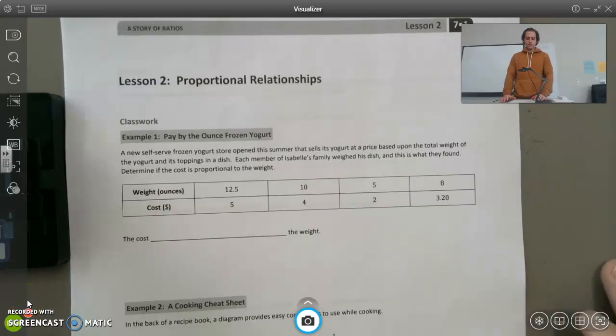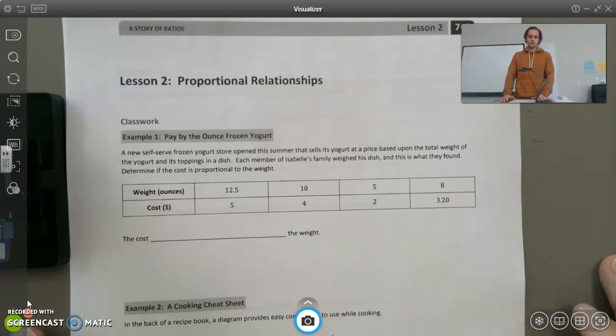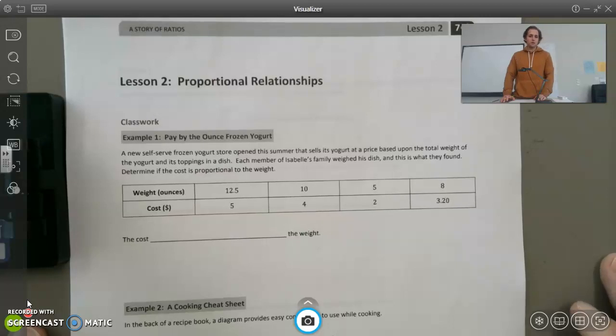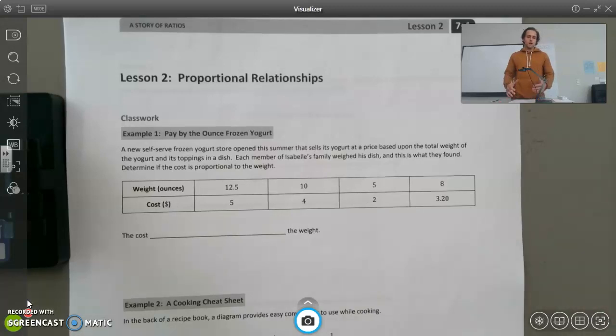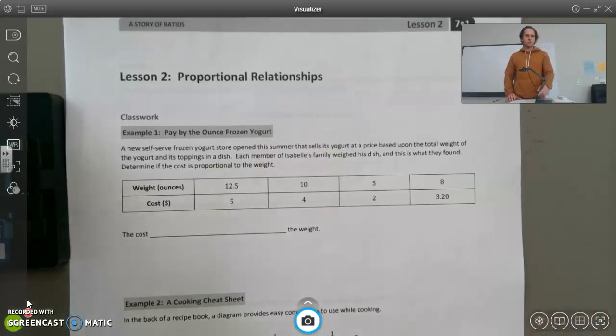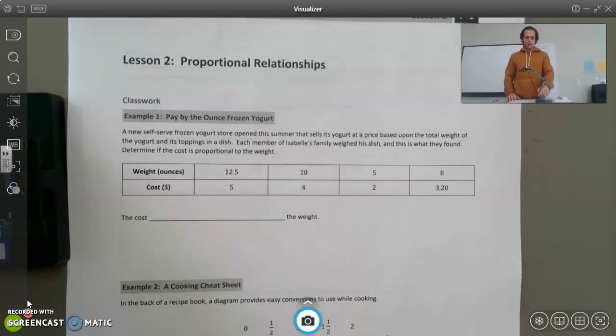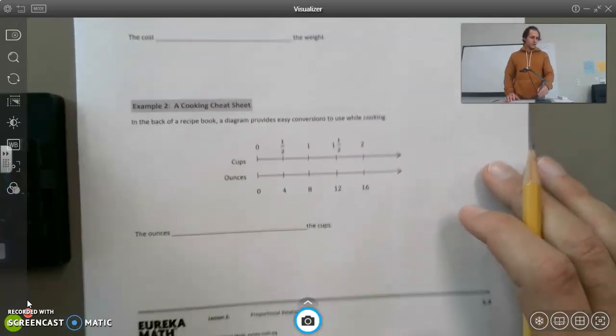We're going to be looking at lesson 2 on proportional relationships. And this should be pretty much your first experience with proportional relationships. So we're going to go kind of slow, and I'm just going to introduce you to what we're going to be looking at. I'd like to start with example 2 instead of example 1.